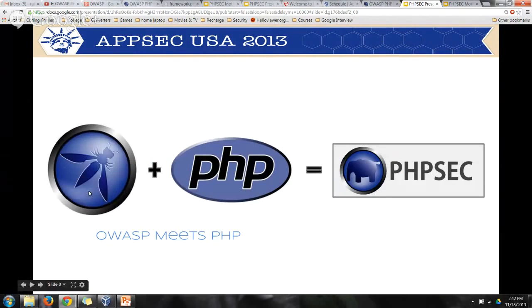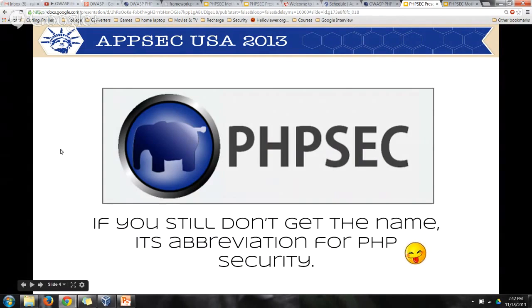PHPSEC. Okay, so it's for PHP, and the symbol you are seeing on the left is OWASP. So it's a mixture of OWASP and PHP. So OWASP meets PHP. And if you still don't get what is PHPSEC, it's abbreviation for PHP security. So I guess that you have already figured that out.